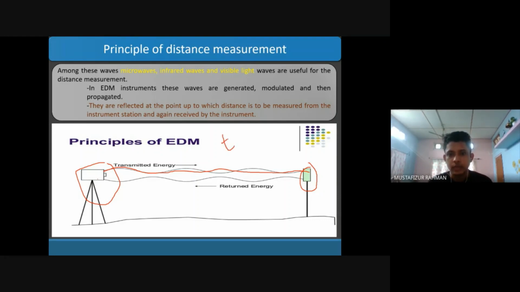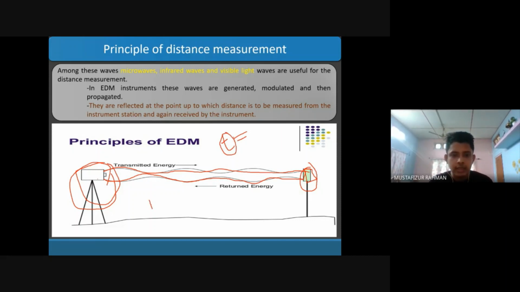Okay, and it is easier to measure this time of travel here only. If we can do it here only, it will be easier to measure. So this principle, what we are doing here, we are using a reflector here. This reflector will reflect the energy or the wave back to the initial instrument. There we will see the time. We will calculate the time.